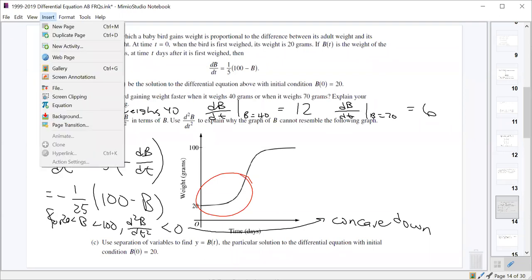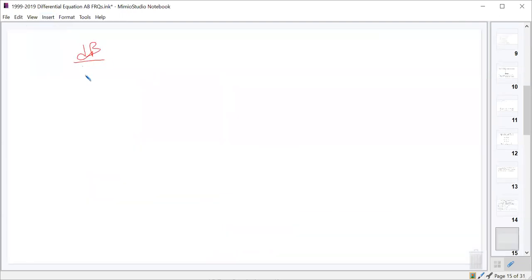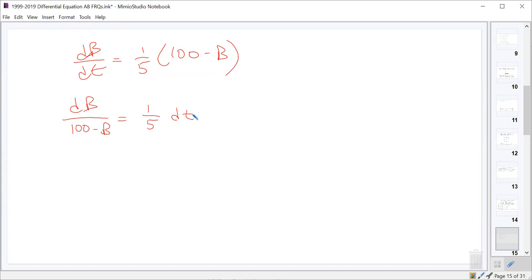All right. Next is dB/dt equals 1/5 of 100 minus b. Since we have a b, and the b is the top part of our derivative, we need to separate the variables. So this should become dB over 100 minus b equals 1/5 dt. If you choose to bring the 5 over, you can. I choose to leave the constants always on the right-hand side personally. That's up to you. So we integrate. Right-hand side is easy, 1/5 t plus your constant.